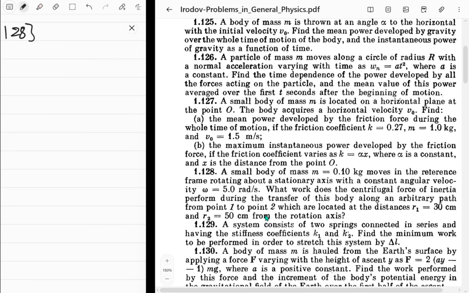Okay, the rotating axis. I mean, no, it does no work. Centrifugal force is pseudo, so why should it do any work? Oh, I mean, you want it with respect to the rotating frame? I think that's what you mean. So then, in that case, when we take the point of view of the rotating frame, the centrifugal force becomes very much real.